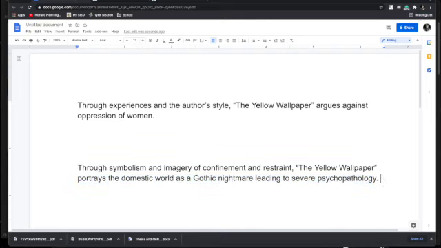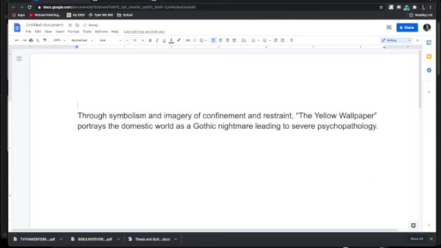So I took that connection about the domestic world being a Gothic nightmare, but then I connected it back to that other source that was about the psychopathological symbolism. So see how I'm stitching ideas from multiple sources together to make my thesis much more specific and richer. That's the process that I'm talking about to revise and improve your thesis. It's that you've got to go and look for those sources that give you new ways to think about your text and borrow some of those ideas to put together a stronger thesis.